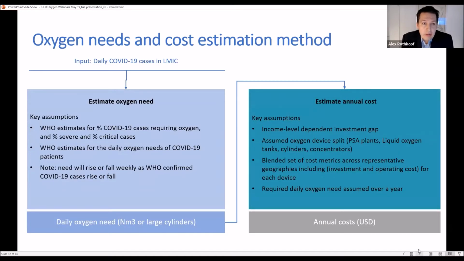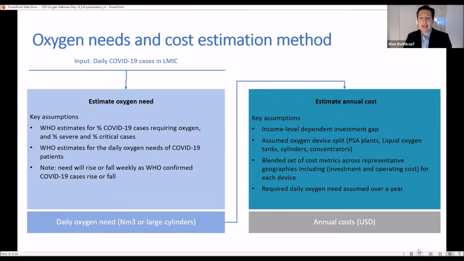So we get there by starting with the daily COVID-19 cases that are reported out of low and middle income countries. And we're using an estimation methodology that was put forth by the WHO in the beginning of the pandemic that has an estimator for how many people require oxygen treatment, how many of those are severe and critical cases that require a specific volume of oxygen in liters per minute, and over what kind of estimated average time they are treated. Knowing all of that, it allows us to estimate the overall cubic meter or large cylinders daily oxygen need in each country that reports COVID cases. So this is the first step. It gives you essentially the need.